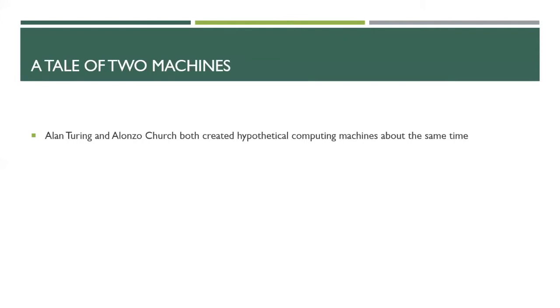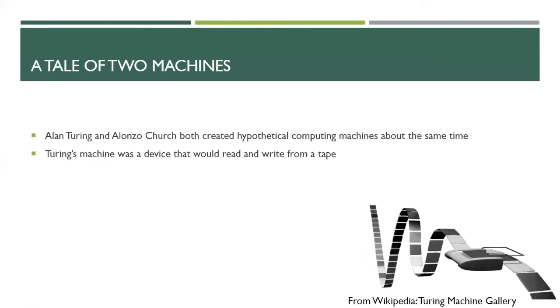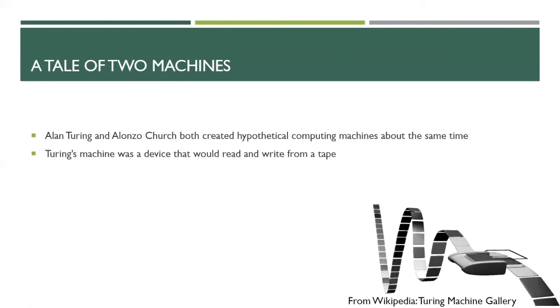So Church and Turing lived about the same time. They were contemporaries, and they both came up with hypothetical computing machines at around the same time. Obviously the computing machine that Alan Turing came up with is called a Turing machine, and that's the more famous of the two.